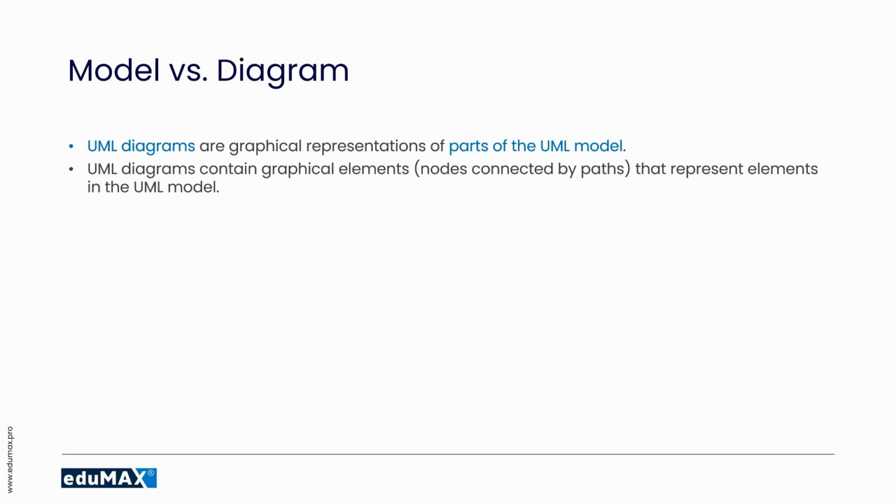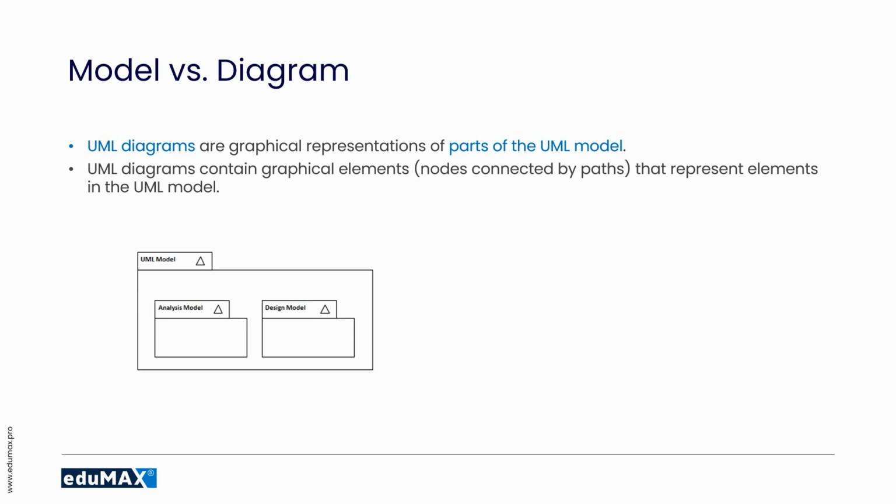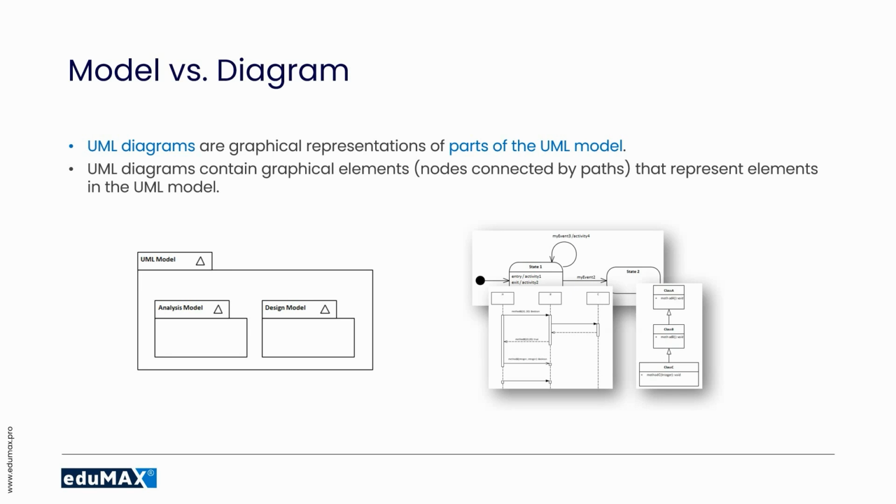So to understand the difference: the model contains all the details we know about some problem from some domain, and we can have submodels. As you can see, we can group them using packages, and then to document some parts of the model we can use different kinds of diagrams. We can use some kind of dynamic diagrams, as you can see here. We can use structural diagrams to document graphically some parts of the model.